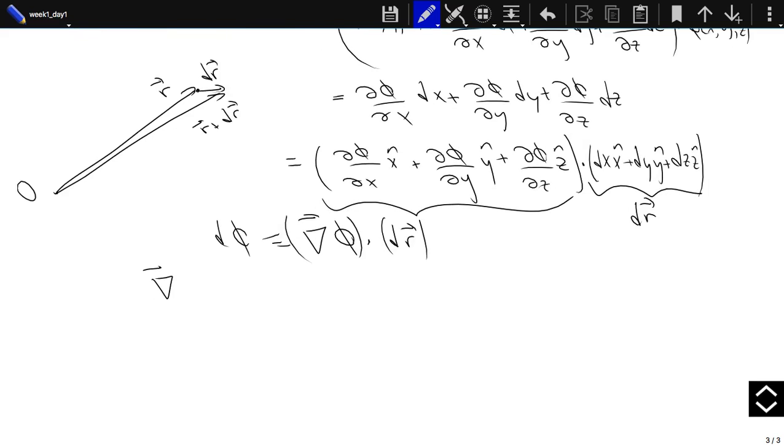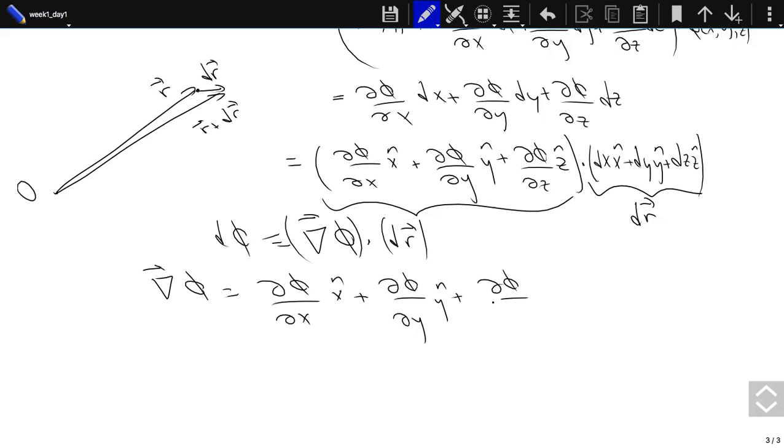And here, the gradient of phi is just this, the vector obtained by taking the derivatives of my function phi with respect to its arguments. This is called the gradient of phi.